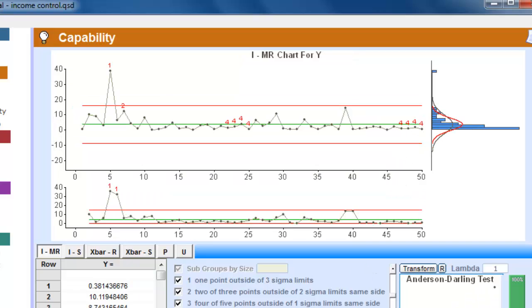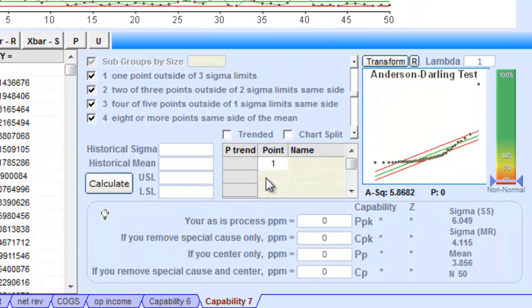Let me show you one that is a little bit of a problem. These data are definitely not normally distributed. As a matter of fact, what I did is I took a bunch of normally distributed data and I raised it to the fourth power. So guaranteed non-normal. And down here on my Anderson-Darling test, sure enough, P equals 0, which says there's no doubt that our data are non-normal.